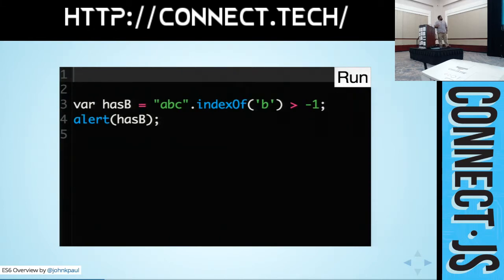I don't know about you, but I've written this technically 100,000 times. Here I have a variable, and I check to see if the index of b is greater than, with your sentinel value, -1.